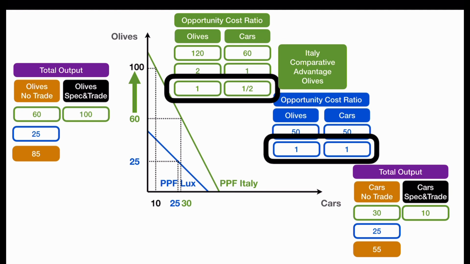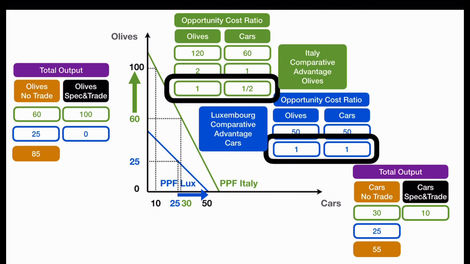In car production, Luxembourg has a lower opportunity cost and possesses comparative advantage. They decide to specialise entirely in car production, producing no olives and increasing car production to 50,000 cars. Olive output increases by 15,000 tonnes to 100,000 tonnes, and car output increases by 5,000 to 60,000.